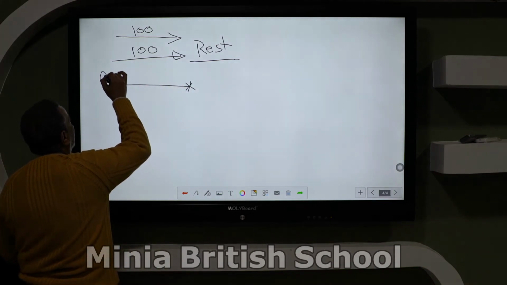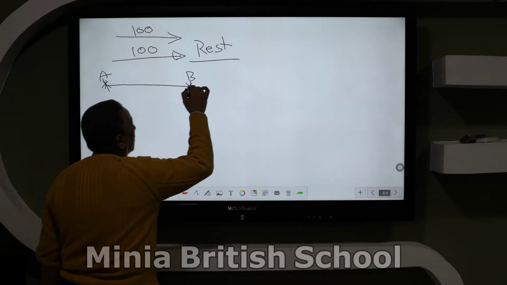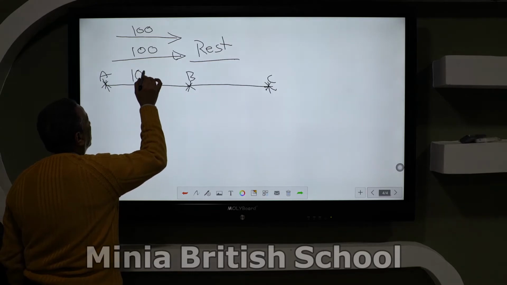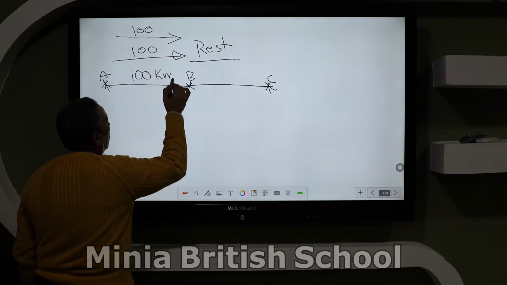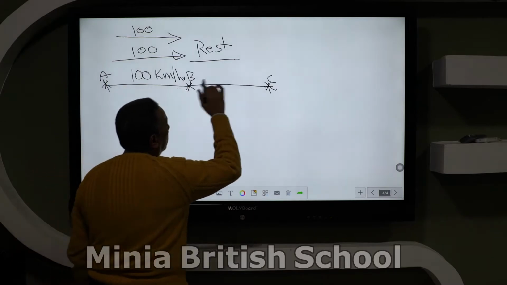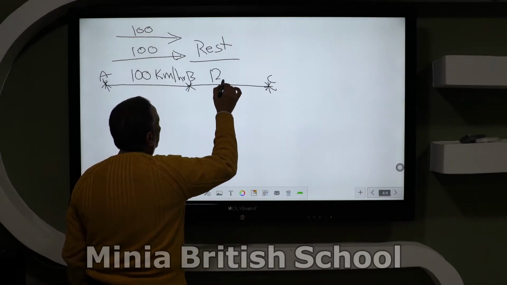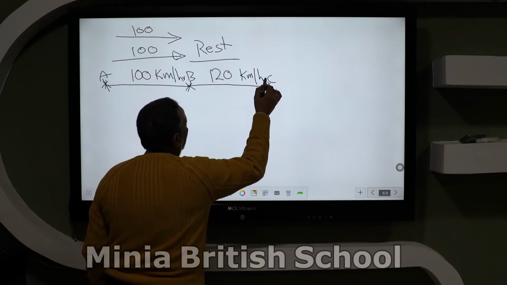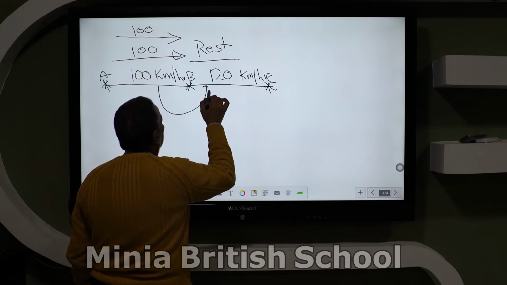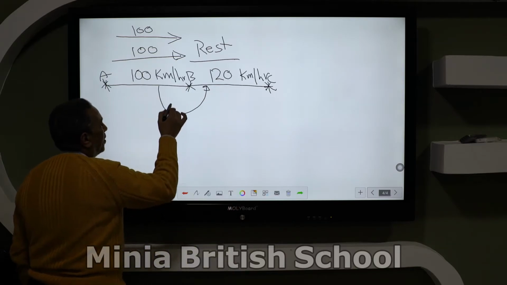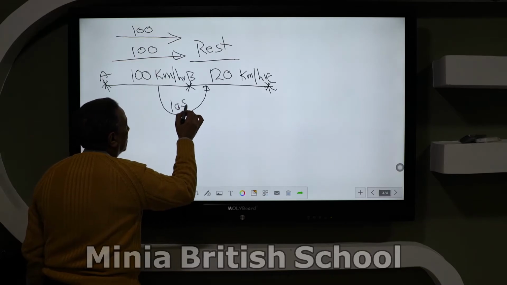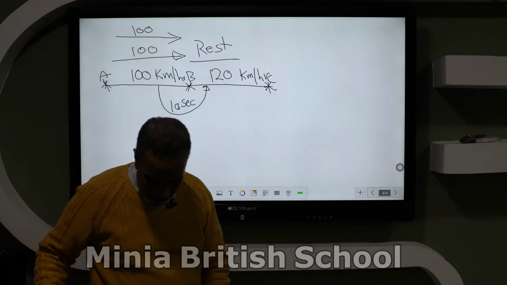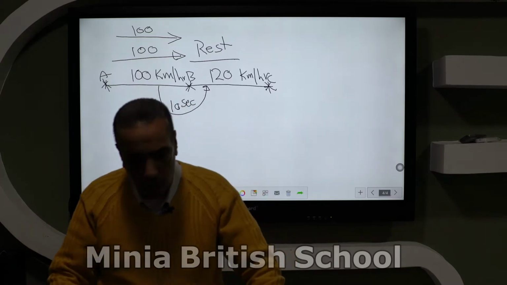he's moving from A to B, and then moves from B to C. Here he is moving 100 kilometers per hour, and then from B to C he is changing his speed to 120 kilometers per hour, and this change in the speed takes place within 10 seconds. That means I have a change in the object's speed per unit of time.